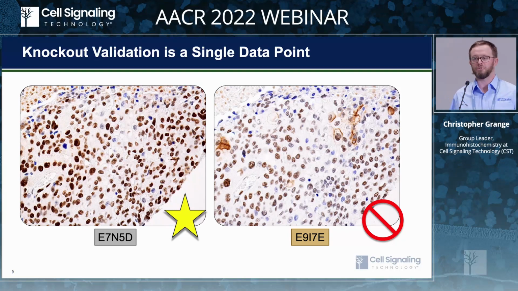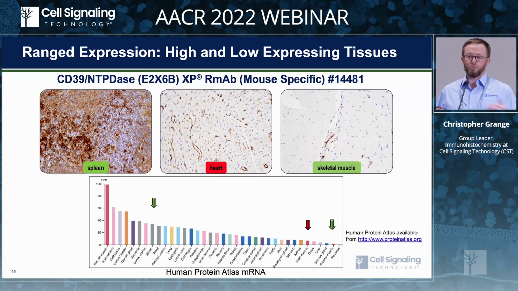So if you were only using that knockout data, you might think you could use these clones interchangeably in tissue. So the point is, knockout data is not sufficient in validating antibodies, especially in IHC. So moving on to the next strategy, we'll talk about ranged expression.